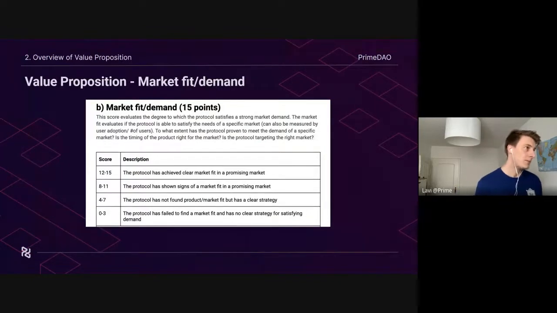So market fit and market demand, I think it's mostly self-explanatory. This score evaluates how strongly the product satisfies a market demand, and is there a really specific market for that, or is it operating in a small niche? And also, is the timing right? Is it an awesome product but nobody uses it, or is it really where the users are and where the demand is? And so here the answers go from yes, it has achieved clear market fit in a promising market, down to the protocol has failed to find a market fit, and there's not a clear strategy so far. And so you want to have a feeling of where in between those numbers the protocol you're rating is.